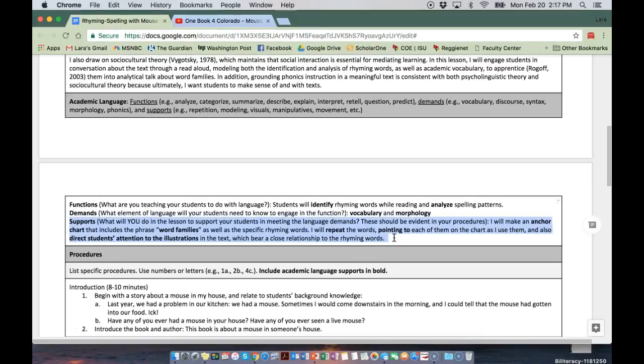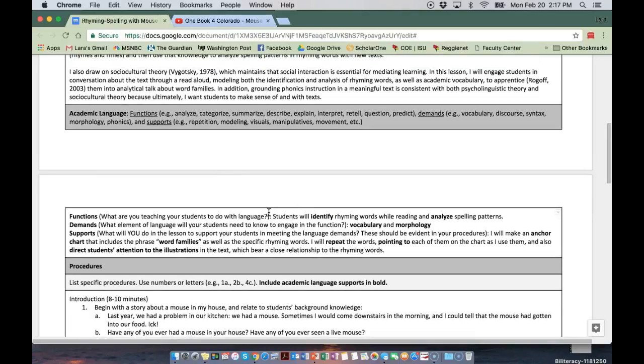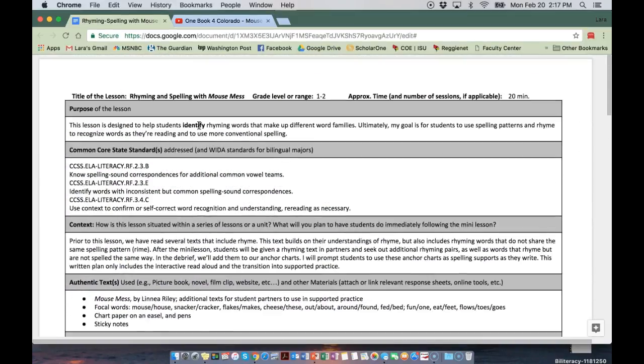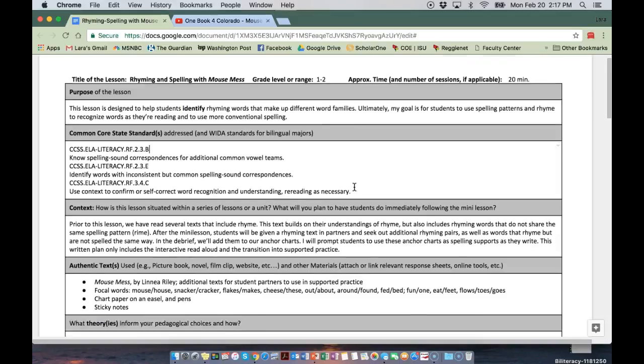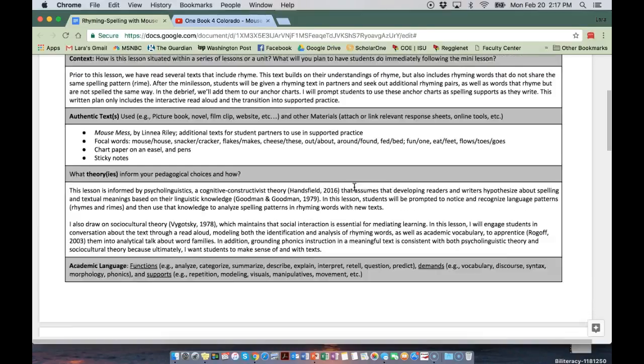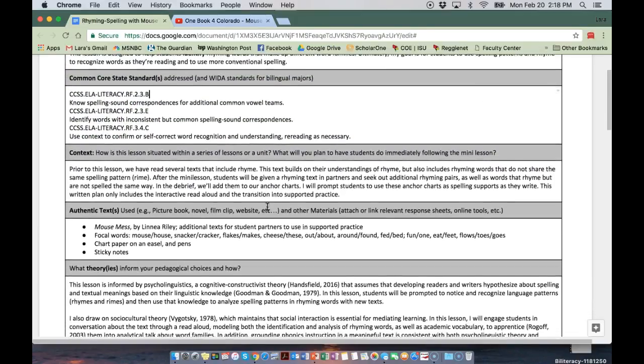These academic language supports. In addition, in terms of coherence of the lesson, remember that what you have in terms of your academic language functions should be similar to or identical to your purpose. So right here, I have students will identify rhyming words and analyze spelling patterns. And up here, I actually didn't have the analyze spelling patterns. I could have put that here in my purpose. But I have that students will identify rhyming words that make up different word families. So that's part of where the coherence comes in. And then those are also coherent with the standards I've selected.